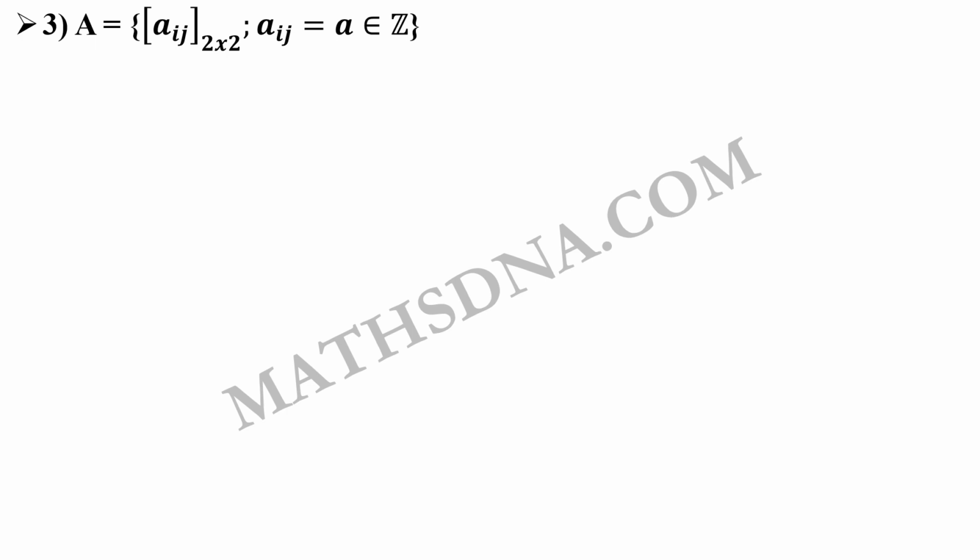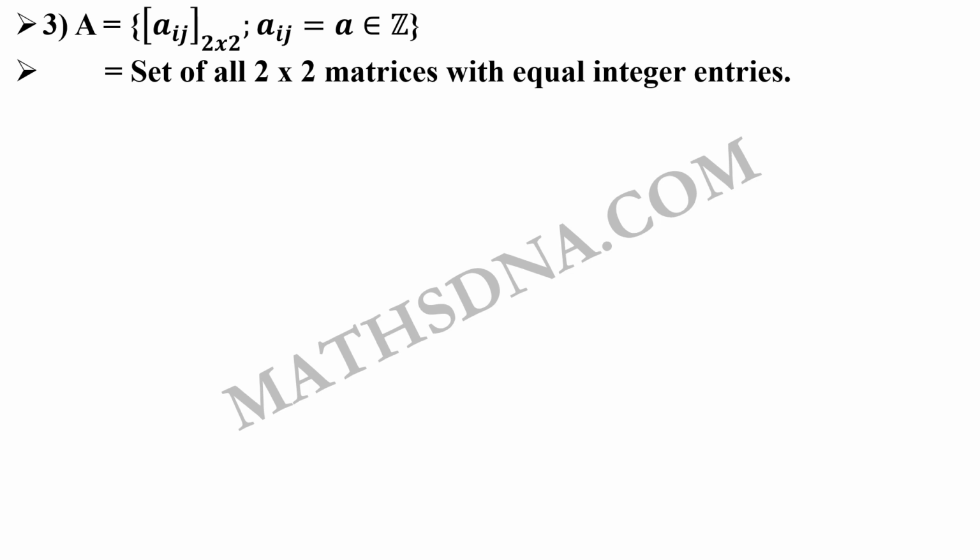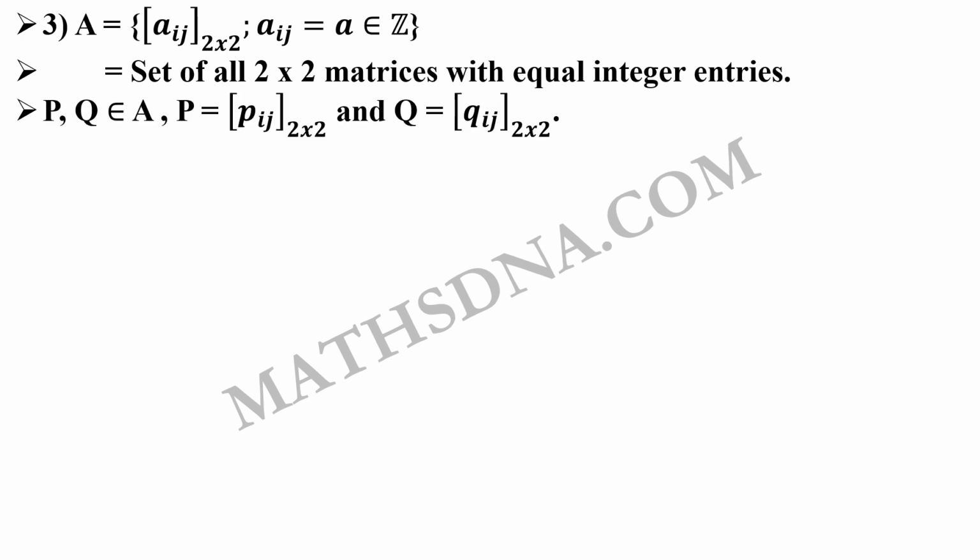So be very precise when you are reading the question or solving it, because if you do not understand the question, you will not be able to solve it. So read the question properly. If you have any doubt, feel free to ask us also when you are practicing. We are available for you. So this is a set of all 2 cross 2 matrices with equal integer entries. That is, all the 4 entries are equal. Let us move on to the solutions.